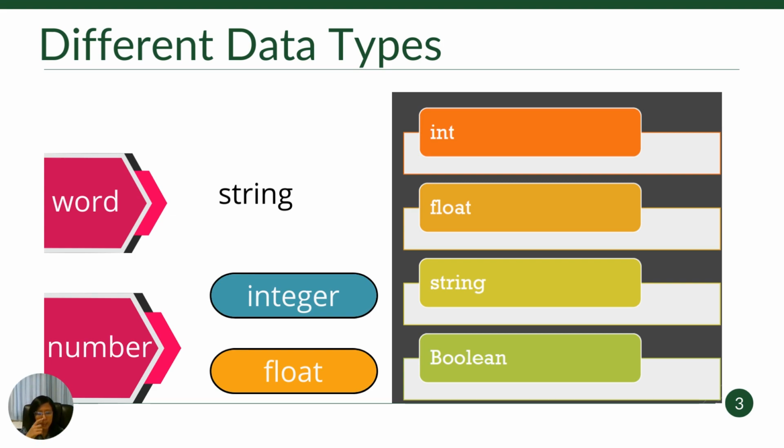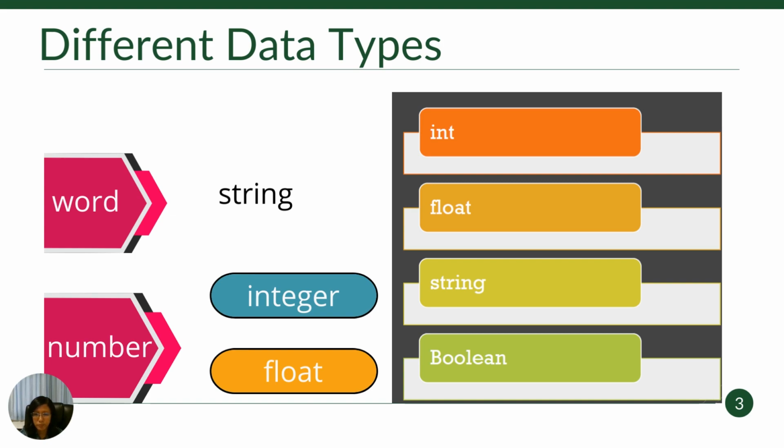So in programming, these words are put in the data type called string. Numbers are further classified into integer and float. Right? Integer is for the whole number, float is for the decimal numbers. In Python, there are four basic data types that you need to familiarize yourself with: integer, float, string, and boolean. Alright. So if you have learned any programming language, you will notice that all these are the same.